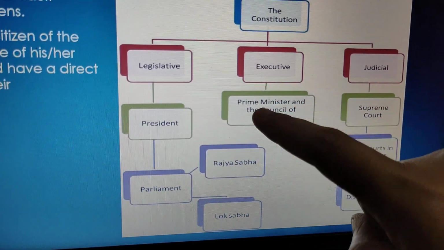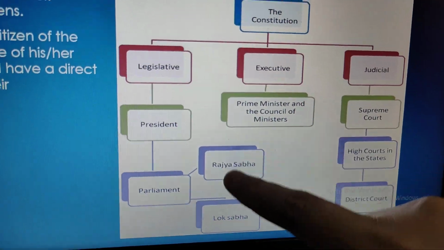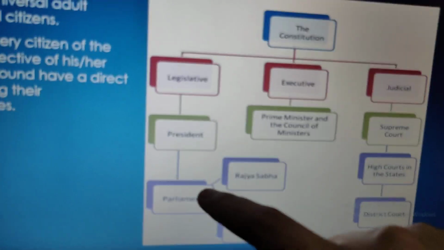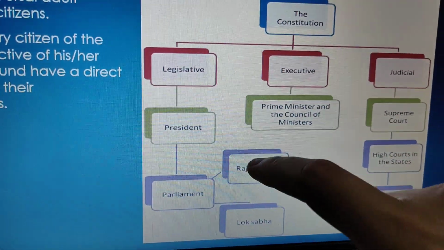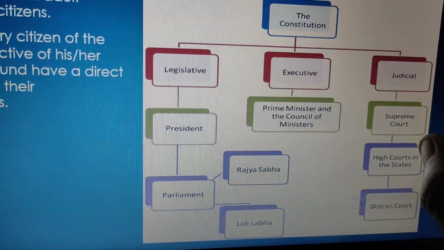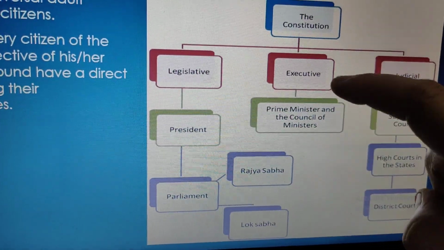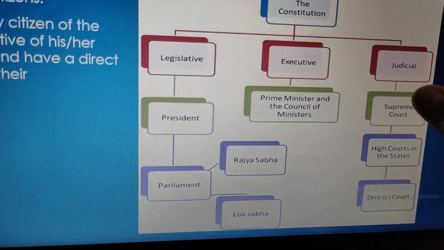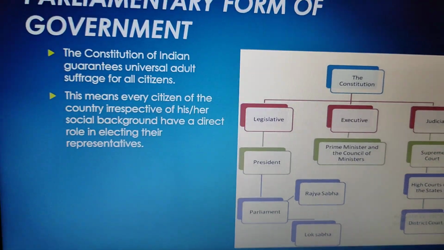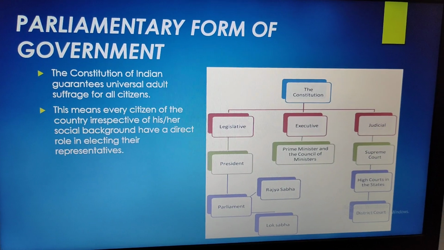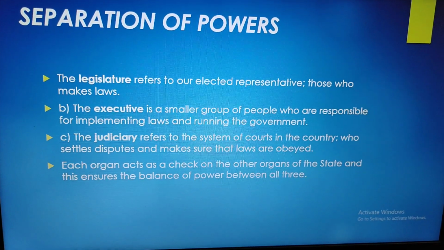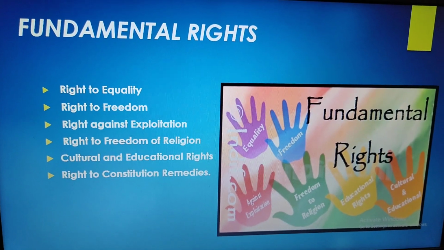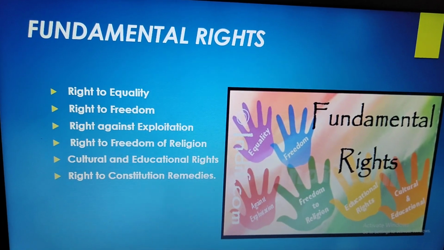The Prime Minister and Council of Ministers are elected from Rajya Sabha by the voting of Lok Sabha. Alright, so the President can take decisions for both the houses of the Parliament, but he can only pass those decisions on the advice of the Prime Minister and his council of ministers. Now, the judiciary is divided into Supreme Court, High Court, and District Court. Separation of powers: we have already studied legislature, executive, and judiciary. Fundamental rights: we very well know that we have been given 6 fundamental rights.